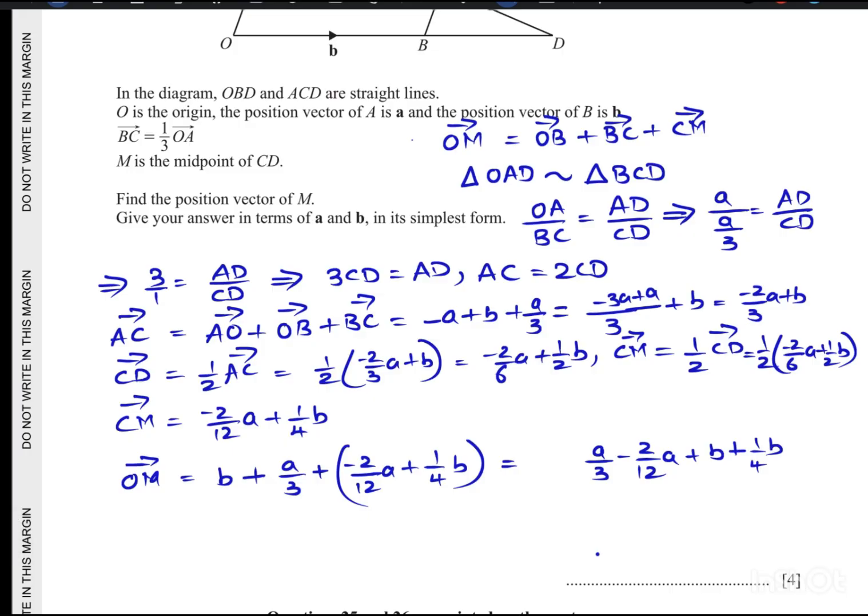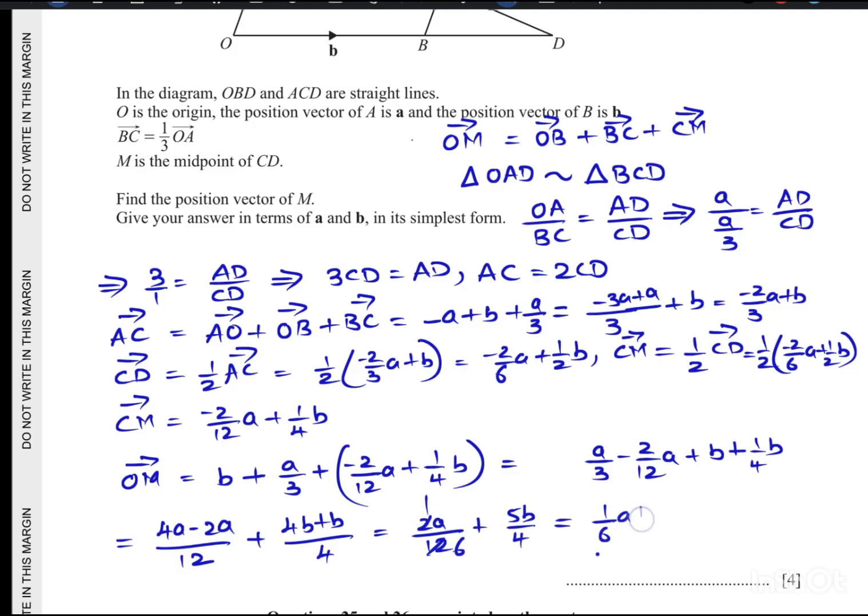Then A by 3 minus 2A by 12, the LCM will be 12. So 3 into 4 is 12, so A into 4 is 4A minus 2A plus, the LCM is 4 here, so 4B plus B. So 4A minus 2A is 2A by 12 plus 4B plus B is 5B by 4. So that will be 2 times 1, 2 times 6. So 1 by 6A plus 5 by 4B. This is the position vector of M.